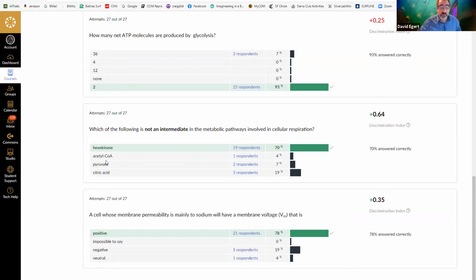And all of these are compounds that are made along the way. First, pyruvate happens at the end of glycolysis. The pyruvate gets transformed into acetyl-CoA. Acetyl-CoA combines with the oxaloacetate to become citric acid. These three things are all intermediates. They're compounds that are made as you're going along the pathway from glucose to ATP.